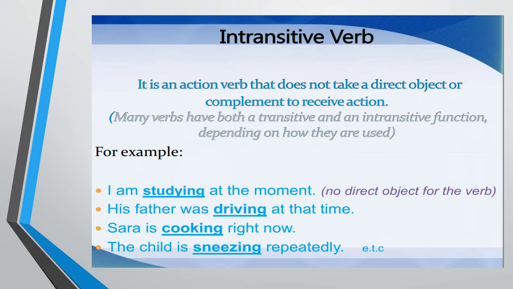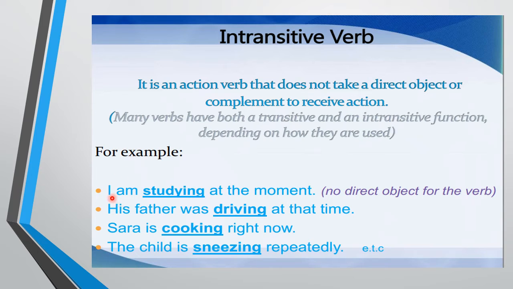So intransitive verb is basically opposite of transitive verb. It is an action verb that does not take a direct object or complement to receive action. Many verbs have both a transitive and an intransitive function, depending on how they are used. Let me give you a few examples for clarity.